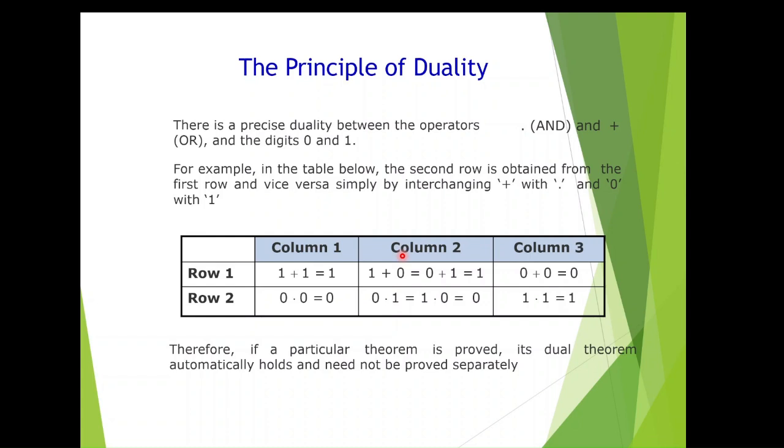Then another important principle is duality. Here the first row is 1 plus 1 plus 1, means that plus if I change it to dot, and this 1 if I change to 0, that also will give you the same result. So 1 plus 1 is equal to 1 means then 0 dot 0 equal to 0 is also valid. So if you know the first row, then the second row can be just derived by using this duality principle.